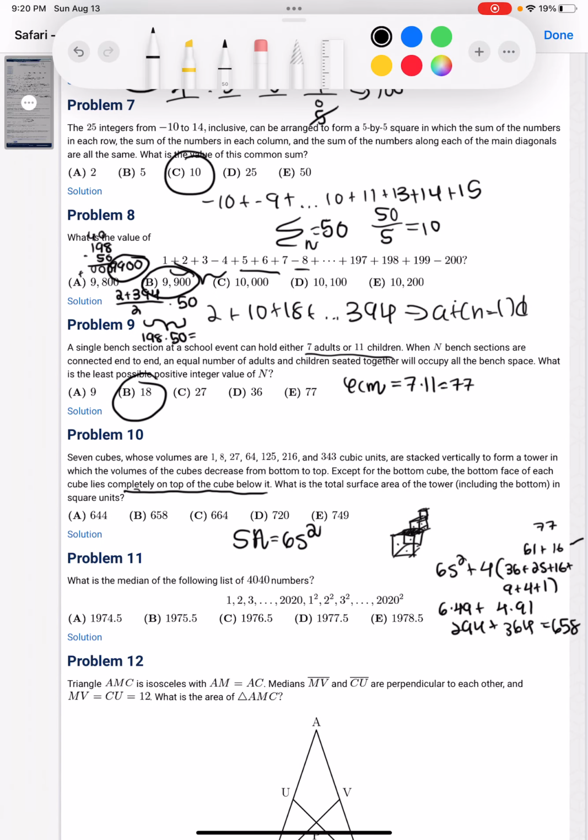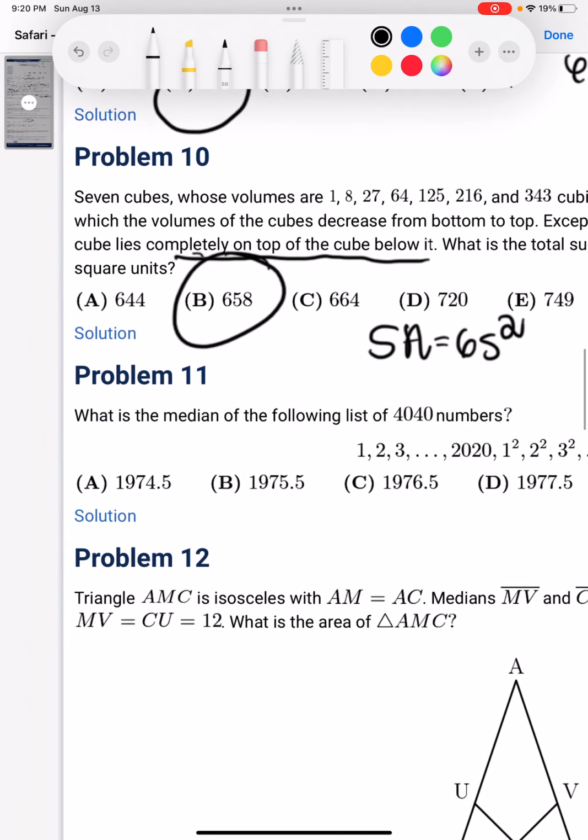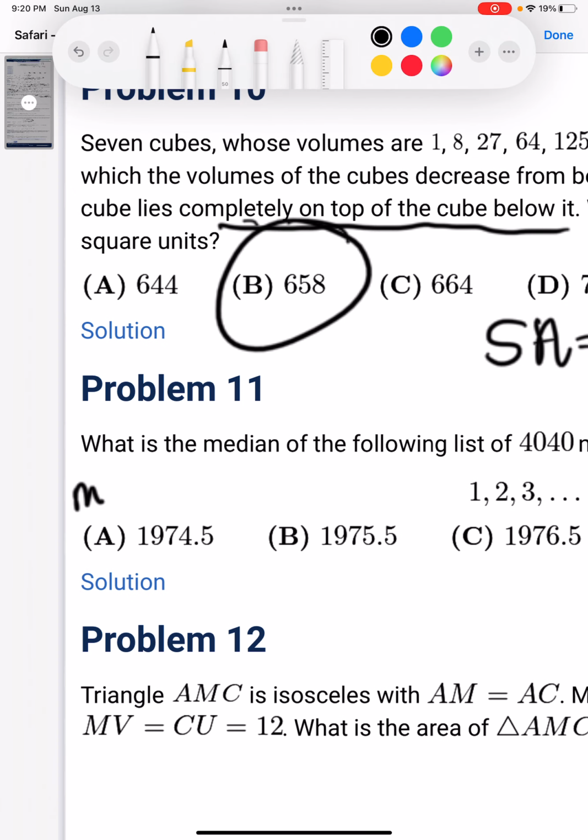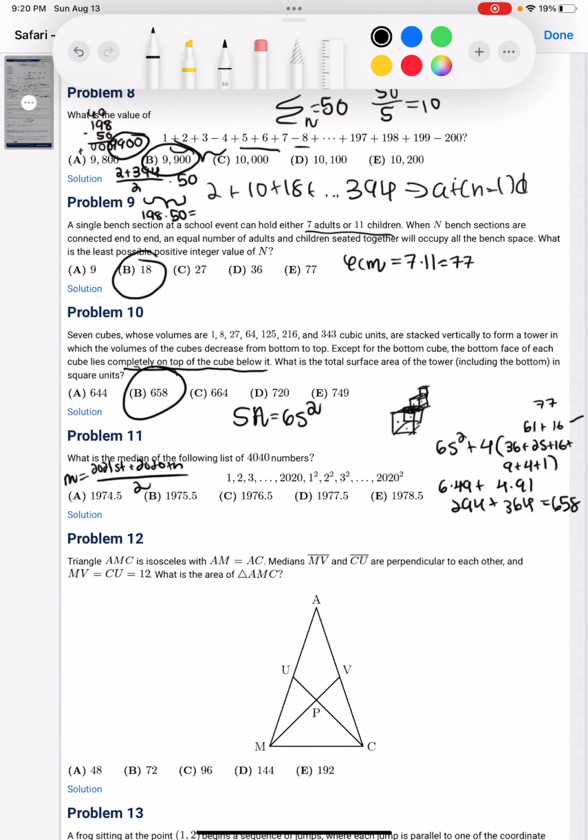658. B. What is the median of the following list of 4,040 numbers? Right off the bat, the median will equal the 2020th number plus the 2021st number, divided by 2. Yeah, that's the median, because we don't have an odd number of terms.